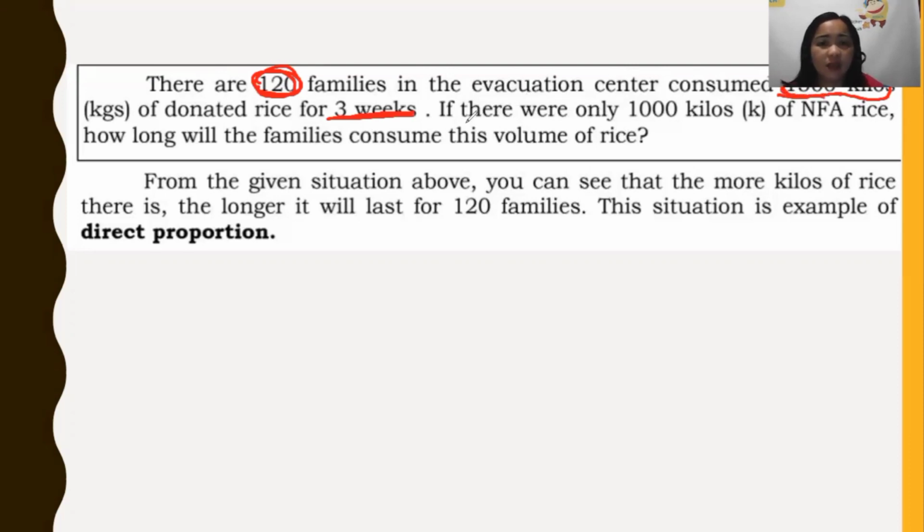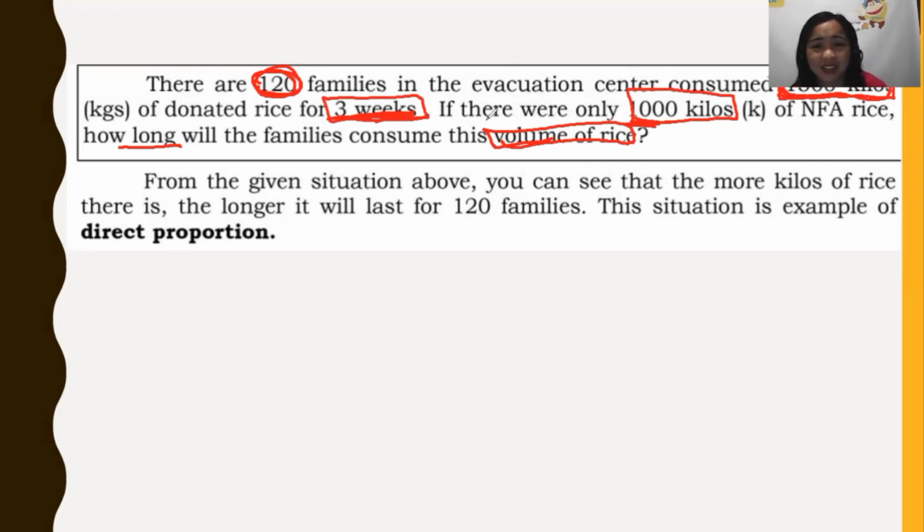And sabi dito, kung meron lamang 1,000 kilograms na NFA rice, how long, pag sinabing how long, ito yung gaano katagal, how long will the family consume the volume of rice? Gaano katagal daw nila mako-consume o mauubos yung 1,000 kilograms of NFA rice? So now, look at this. Kanina, 1,500, madami yung bigas, tama? Kung 1,500, nauubos nila ito ng 3 weeks.